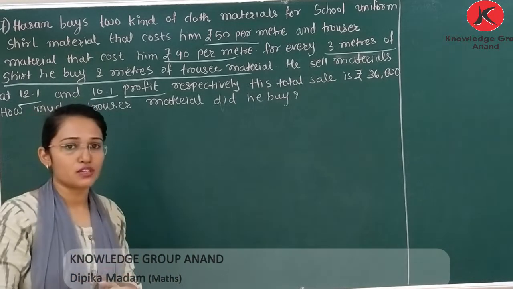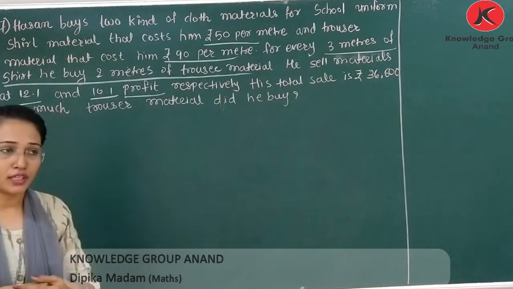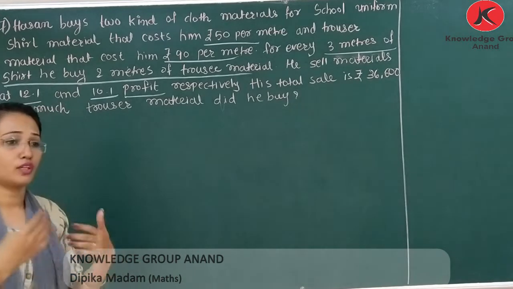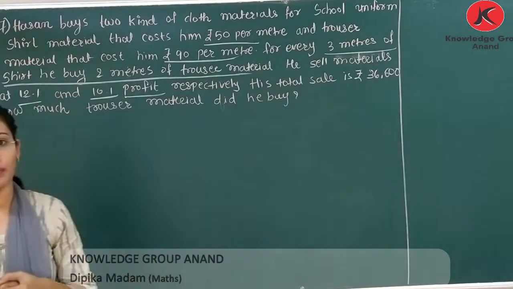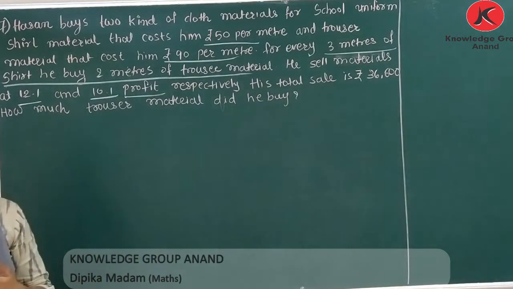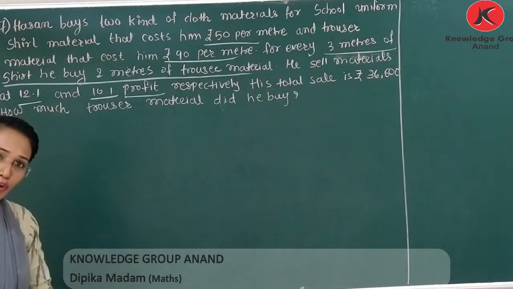First of all, we revise what is profit and loss. Profit means the extra money that we get from the material, and loss means if we get a lower price than the buying price, that is, if sold at a price lower than the cost price it is called a loss, and if sold at a price higher than the cost price it is called a profit.